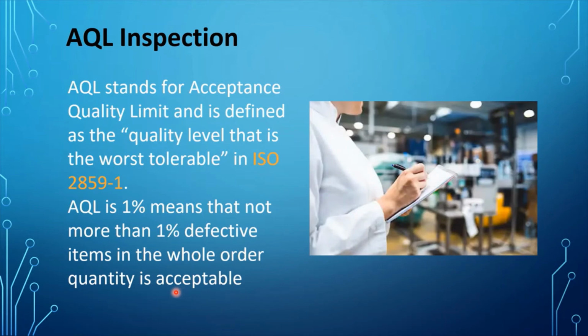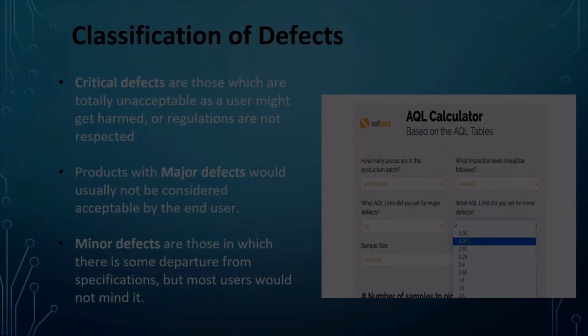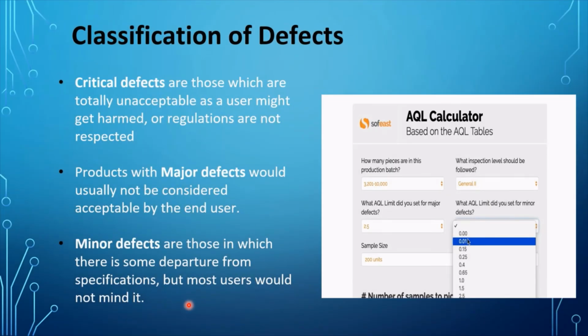Importers usually set different AQLs for critical, major, and minor defects. Most Asian exporters are familiar with this type of setting. First, let us understand about this classification of defects. In practice, three types of defects are there.